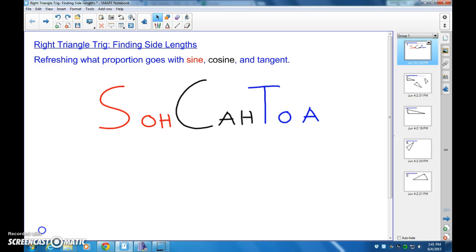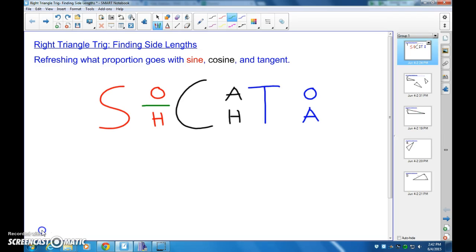I'm going to change it up just a little bit. I'm going to do SOHCAHTOA, but with the little guys being in order: O over H, A over H, O over A. Still the same word, still the same letters. I just like that because it helps me remember that the O goes on top, the H goes on bottom for sine. Or the A is on top and the H is on bottom for cosine, and likewise the O and A for tangent.